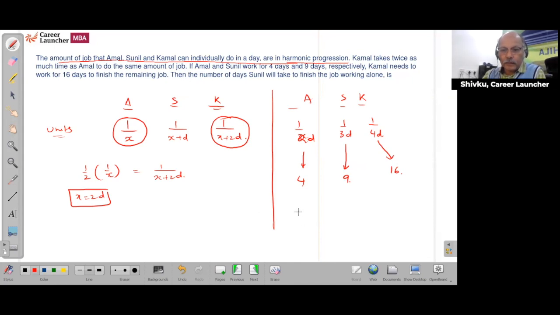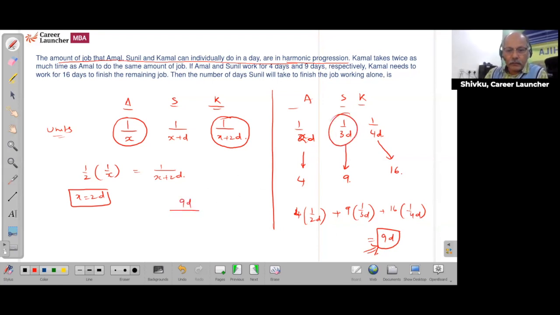If we consider the fact that the total number of units will be equal to 4 times 1 by 2d plus 9 times 1 by 3d plus 16 times 1 by 4d, right? So that becomes 2d, 3d, and 4d. That's equal to 9d. So this is the total amount of work. If this is the total amount of work, how much time would it take Sunil to finish the job working all alone? He is putting in 1 by 3d per day. So 9d divided by 1 by 3d, that's equal to 27 days.